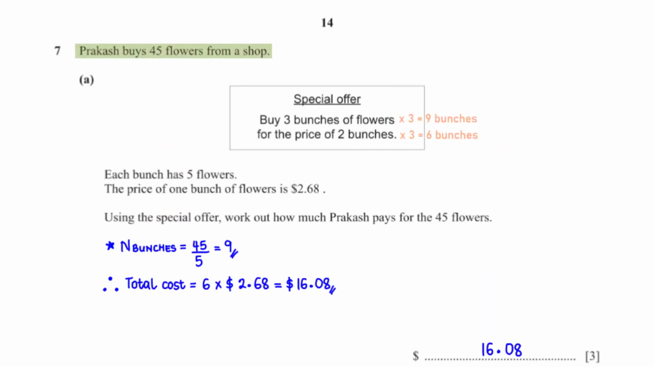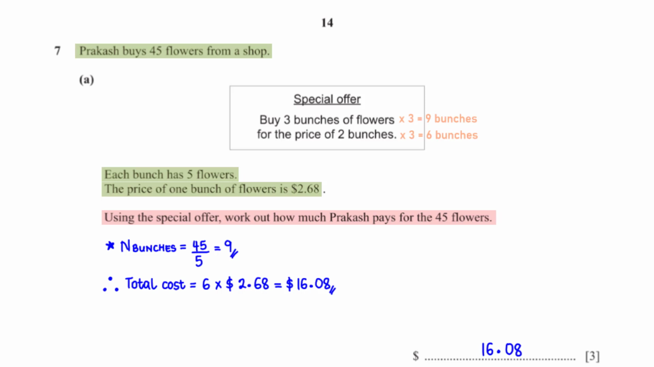Prakash buys 45 flowers from a shop. Each bunch has 5 flowers. The price of one bunch of flowers is $2.68. Using the special offer, work out how much Prakash pays for the 45 flowers.